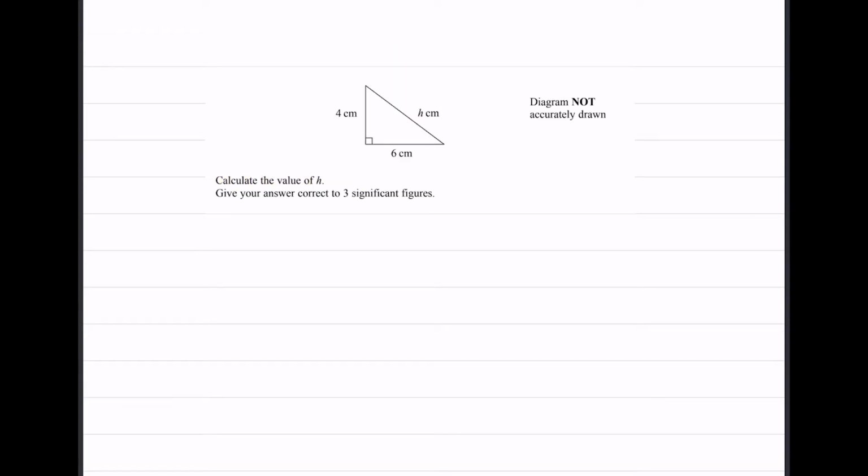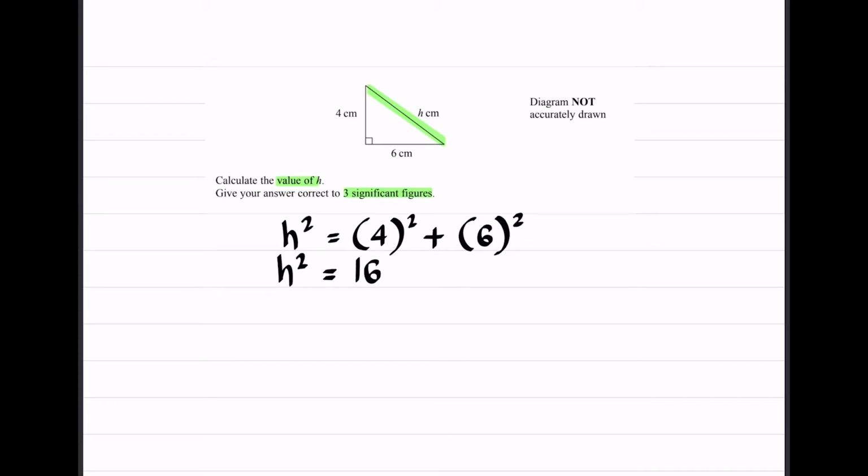Next question, calculate the value of h. Give your answer correct to 3 significant figures. So if I look at h in this question, h is the hypotenuse. So that means that hypotenuse squared is equal to side 1 squared plus side 2 squared. Side 1 is 4, so that's 4 squared, plus side 2, which is 6, so that is 6 squared. So that means h squared is equal to 4 squared, which is 16, plus 6 squared, which is 36. So h squared is equal to 16 plus 36, which is 52.